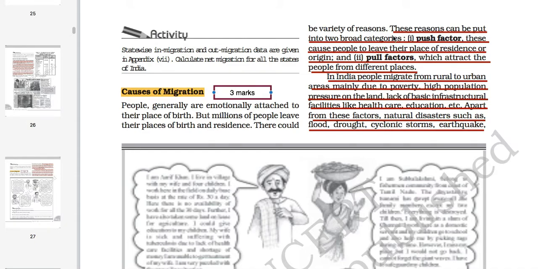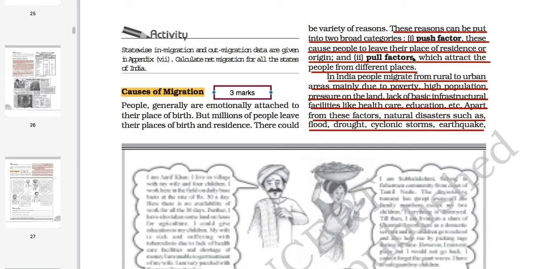So there are a number of reasons, and we put these reasons into two categories. The first one is push factor. These are the reasons that cause people to leave their place of residence or place of birth. And the second is pull factor, which attracts people from different places.